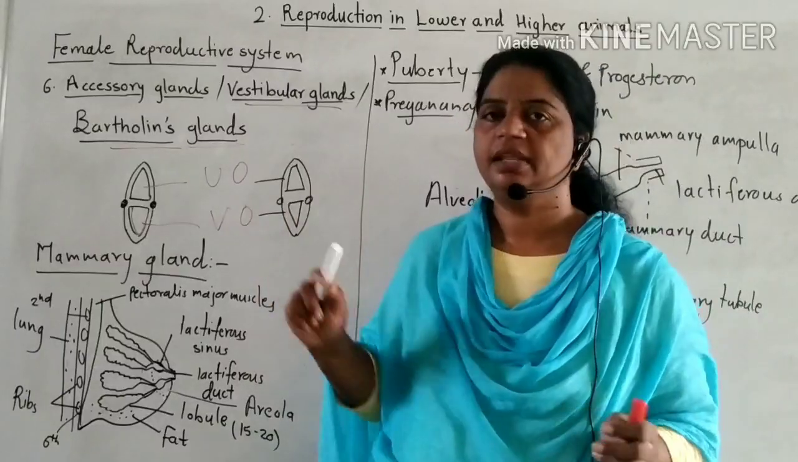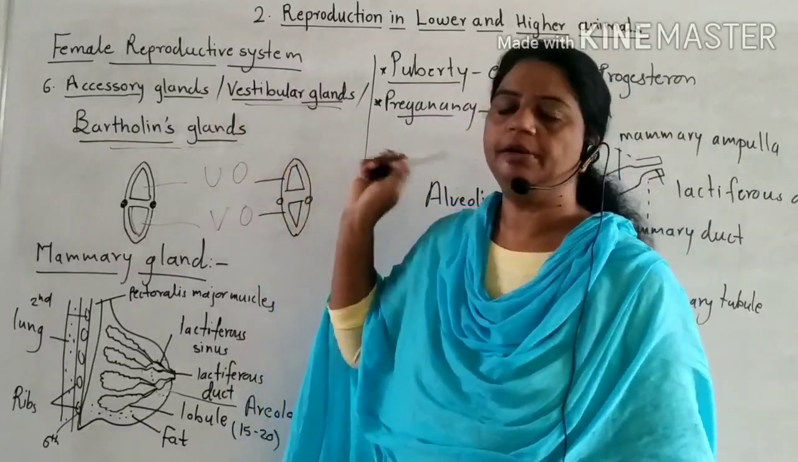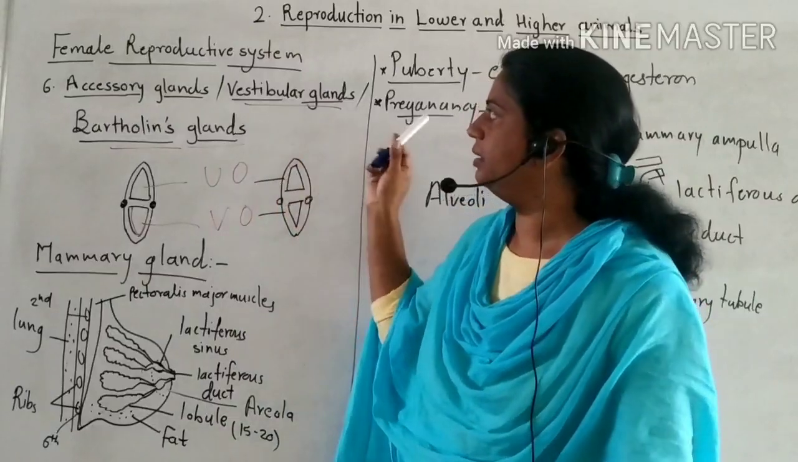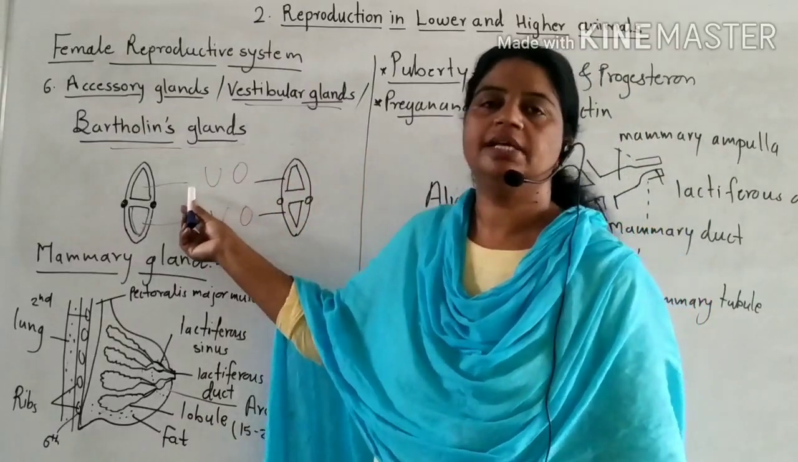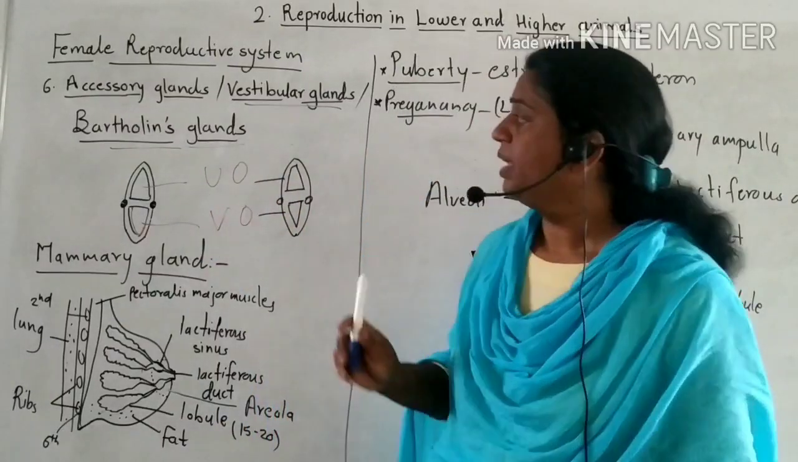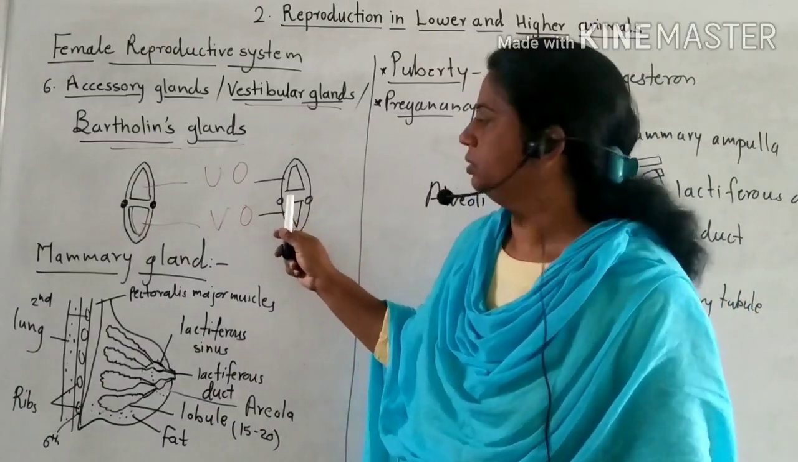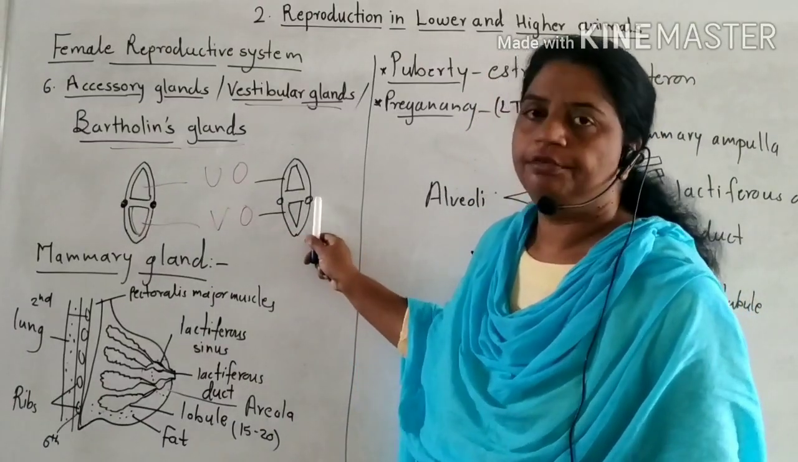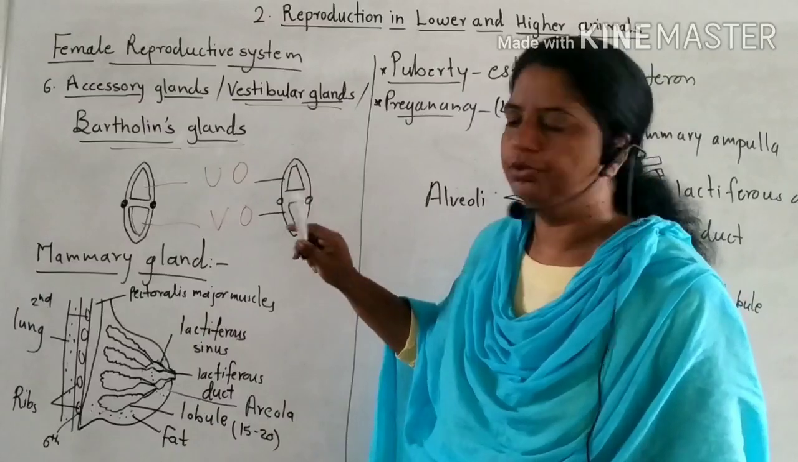Here we will see the next part of the female reproductive system, the accessory gland, the vestibular gland, also called the Bartholin gland.